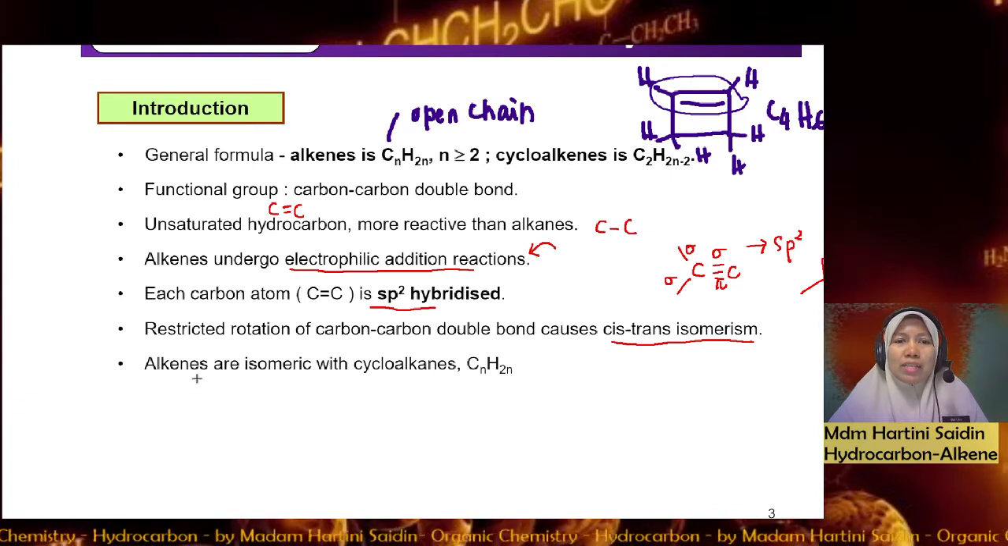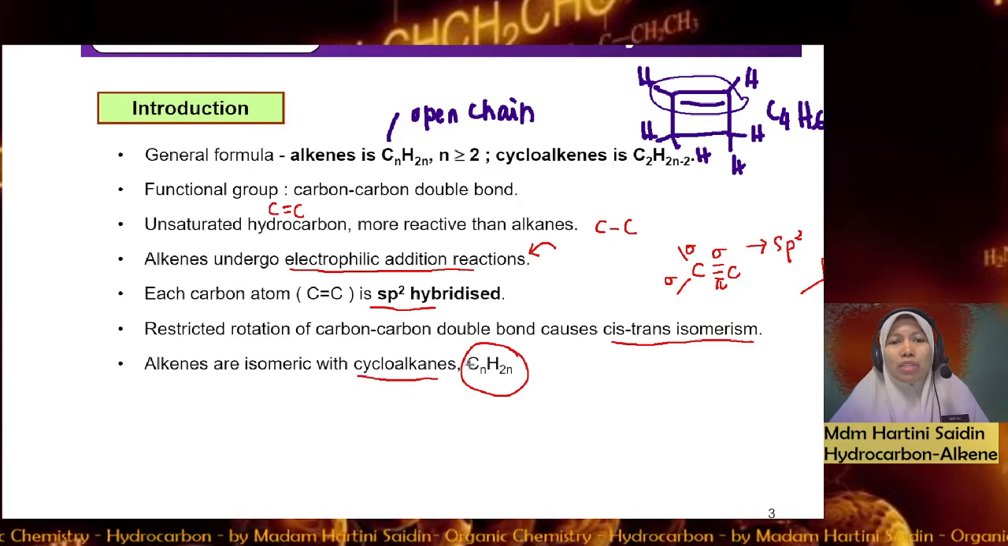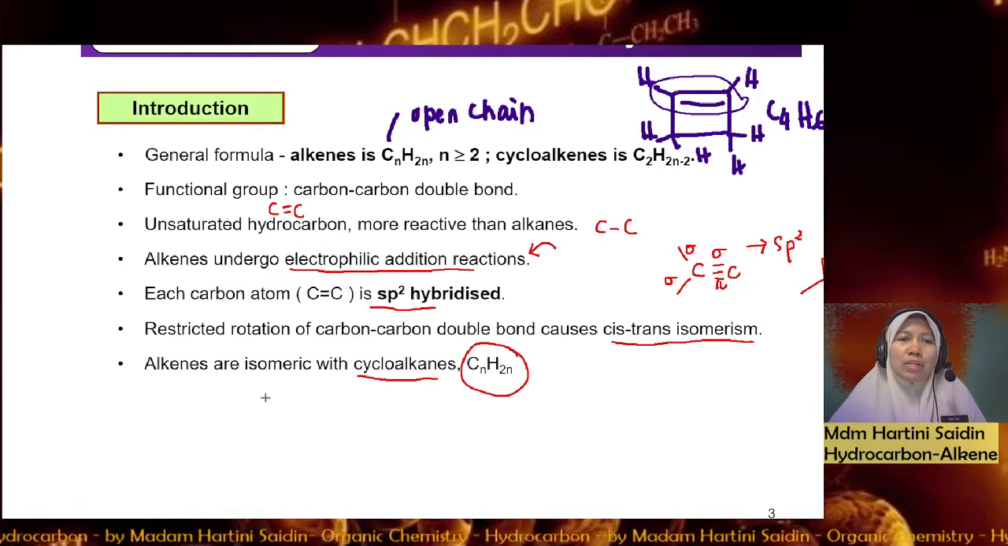And alkenes are isomeric with cycloalkenes. So, if you look at the general formula for alkene, CnH2n, this is also the general formula for cycloalkene. That means kalau kita boleh lukis alkene, kita juga boleh lukis cycloalkene because alkene ni berisomer dengan cycloalkene.